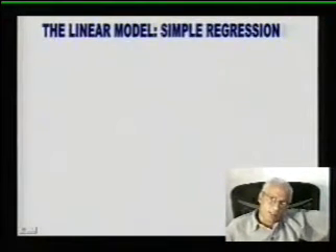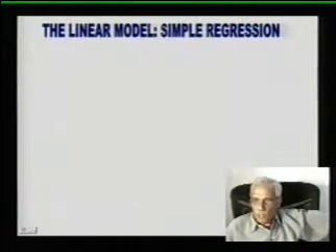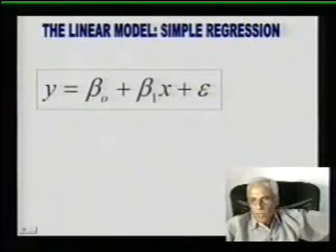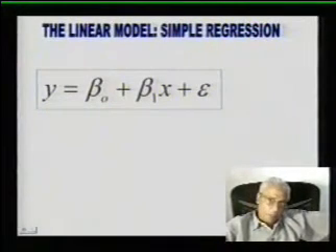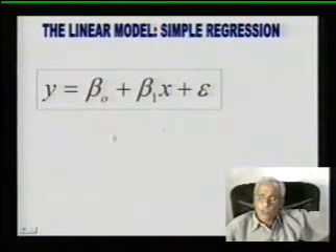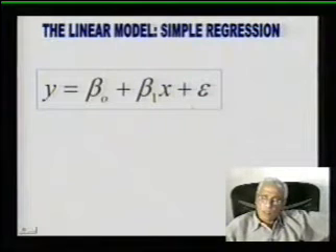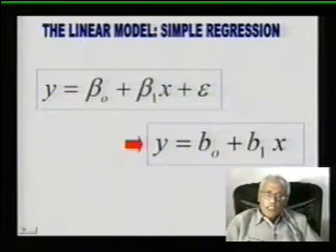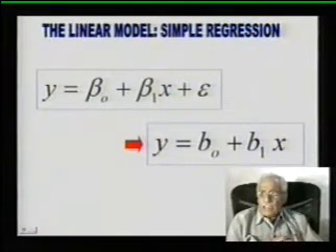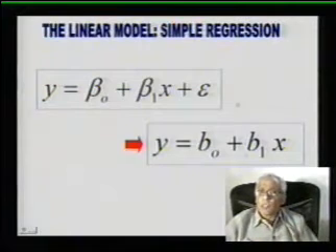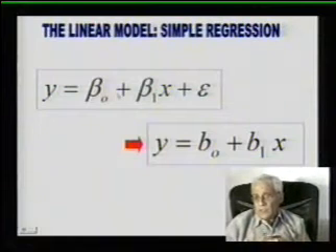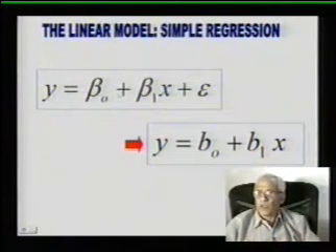Let's first take the simple regression analysis, or the linear model for simple regression. The general form of the linear model is as we see here: y equals beta 0 plus beta 1 times x plus an error term. Beta 0 is the intercept, beta 1 is the slope. The purpose of simple regression analysis is basically to estimate beta 0 and beta 1 in such a way that will minimize the effect of this error.